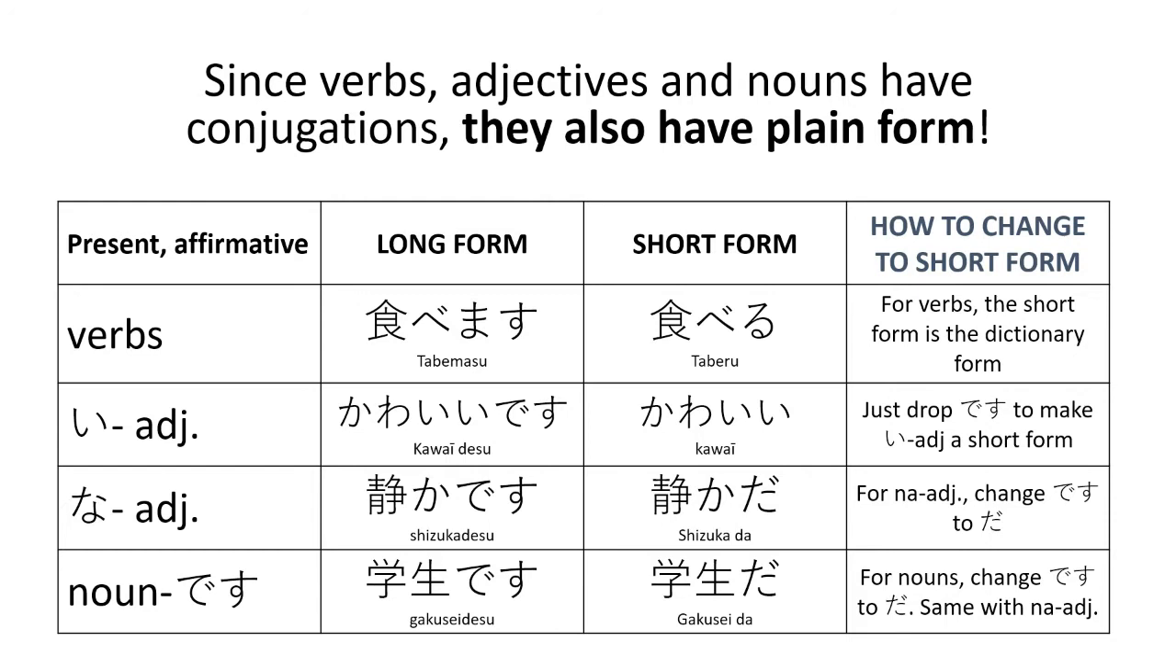For the i adjective, kawaii desu, drop desu to make the i adjective a short form, kawaii. For shizuka desu, remove desu and change it to da. Shizuka da. That is the short form. For gakusei desu, remove desu and change it to da. Gakusei da. Those are the short forms. When talking to your friends, use short forms.